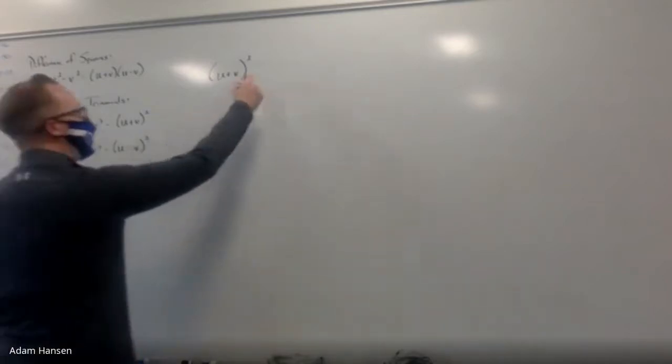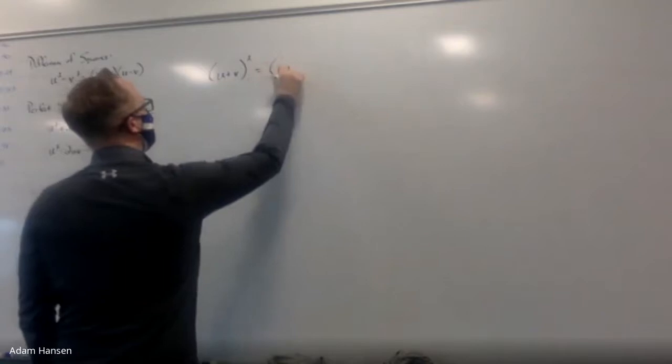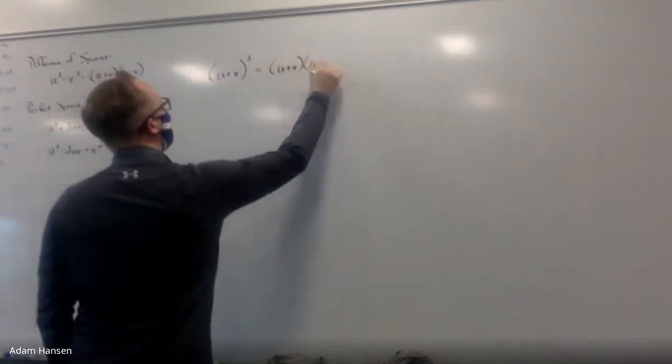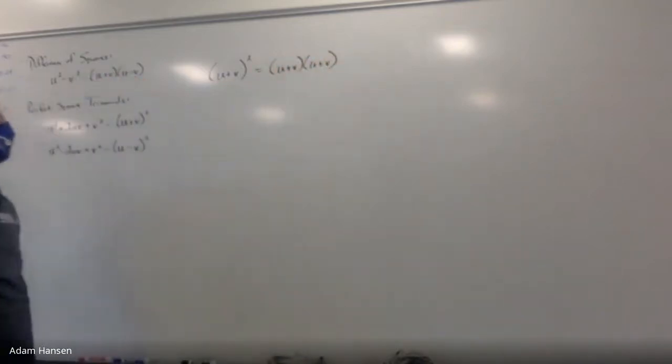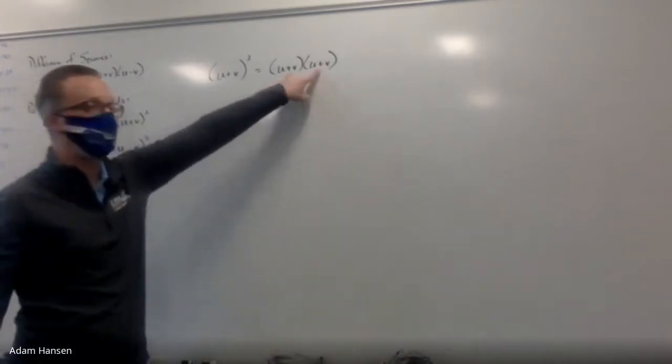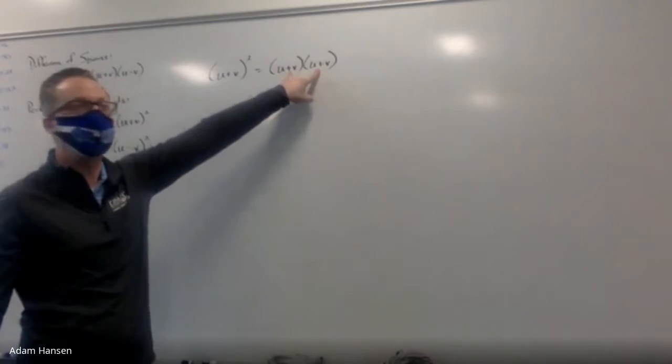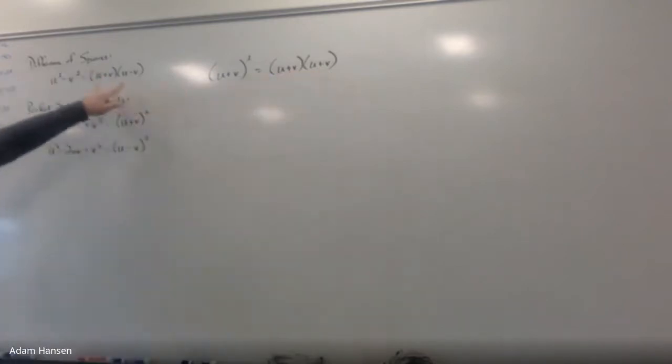U plus v squared, that would be what times what? U plus v times u plus v. Yeah, that's why it's a perfect square. It's the same thing times itself. Notice how these have 2 of the same sign here. It's u plus v and u plus v. Yesterday, they had different signs, u plus v and u minus v. So now not quite as much is going to cancel out as you saw yesterday.